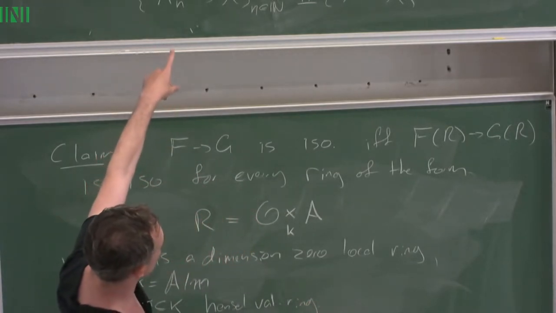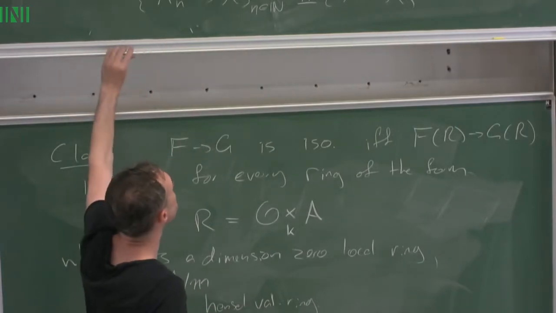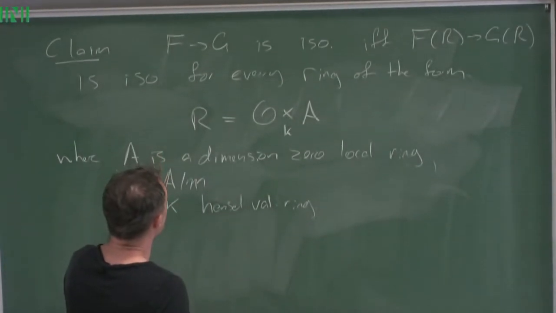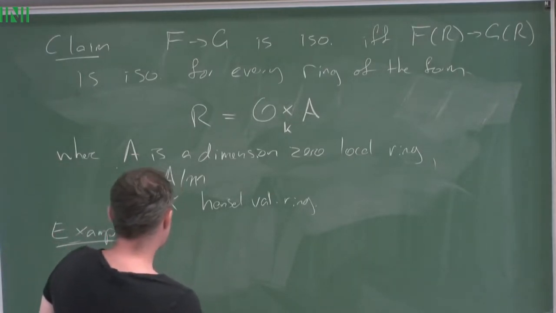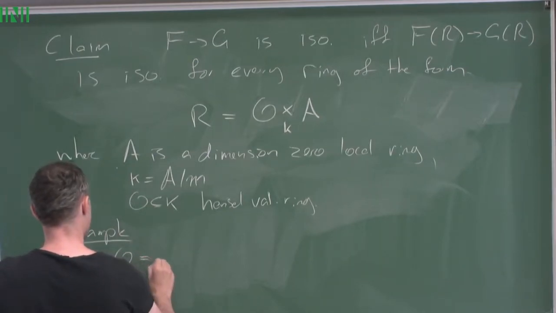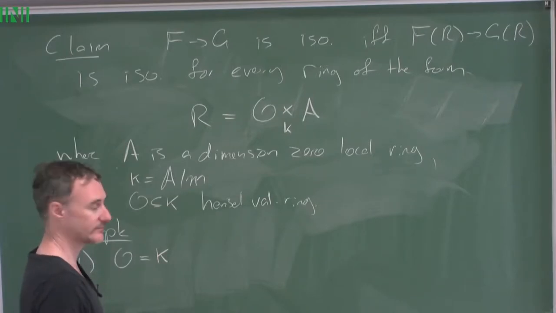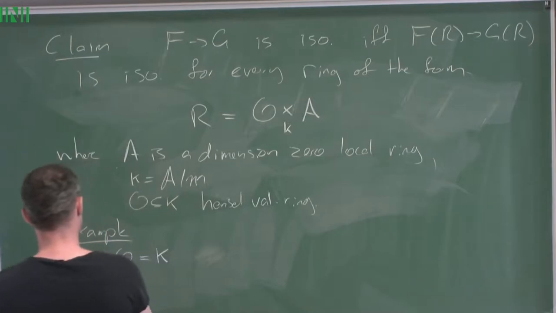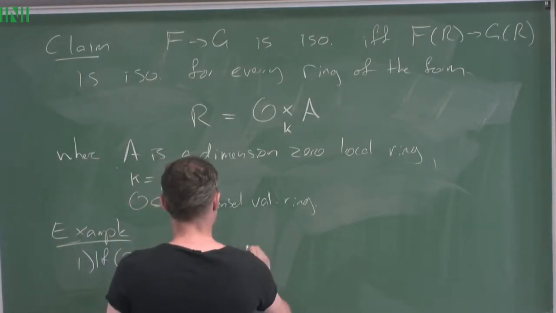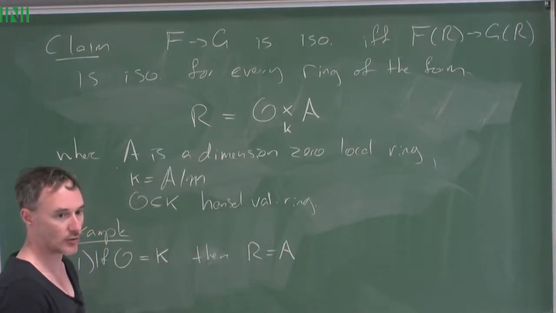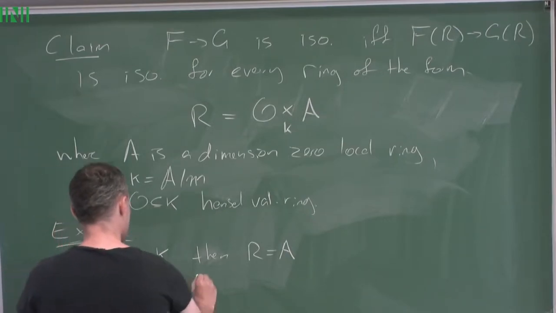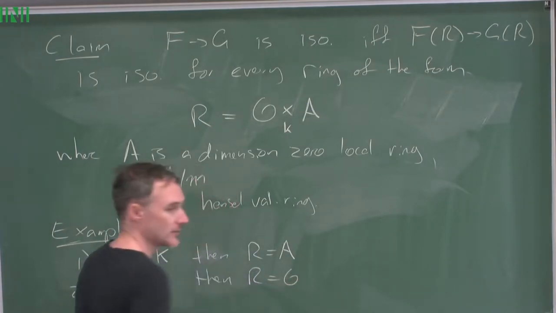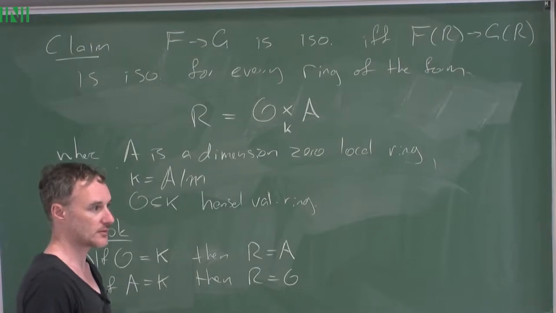So of course, there's also a version where you use Zariski instead of Nisnevich, and then you just delete Hensel. So for some easy examples of this kind of rings, you can take O equal kappa. Then any dimension zero local ring is a local ring for this topology. And the other easy example is if A is kappa, then R is O. So any Hensel valuation ring is a local ring for this topology.